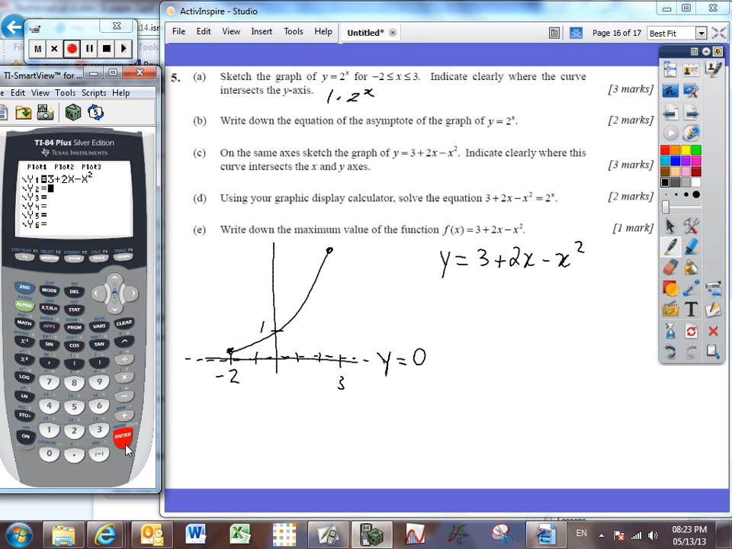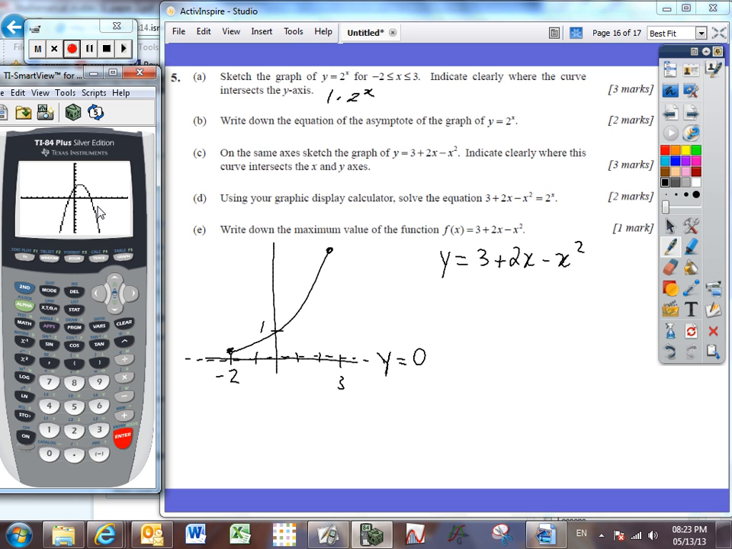And I'm going to make sure that I graph this on a fairly normal window. You remember I've changed my window earlier on, so I'm going to press zoom, that's the middle button there, zoom 6 to put my window back to normal, and I get a picture of my parabola. So let's make a sketch of this. I can make a sketch by figuring out what my x-intercepts and my y-intercepts are.